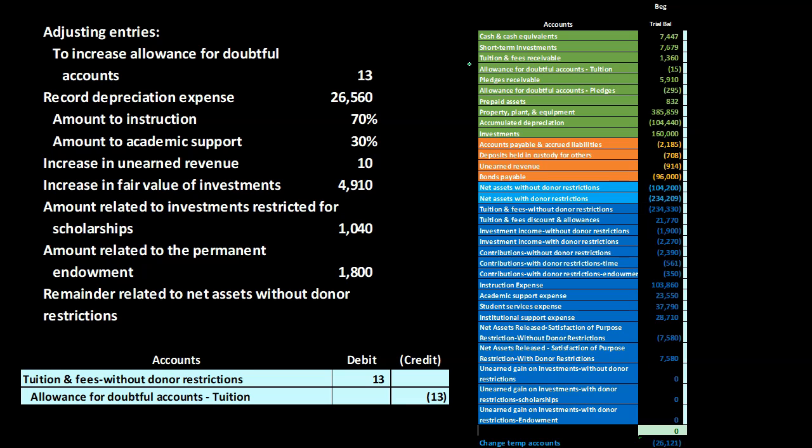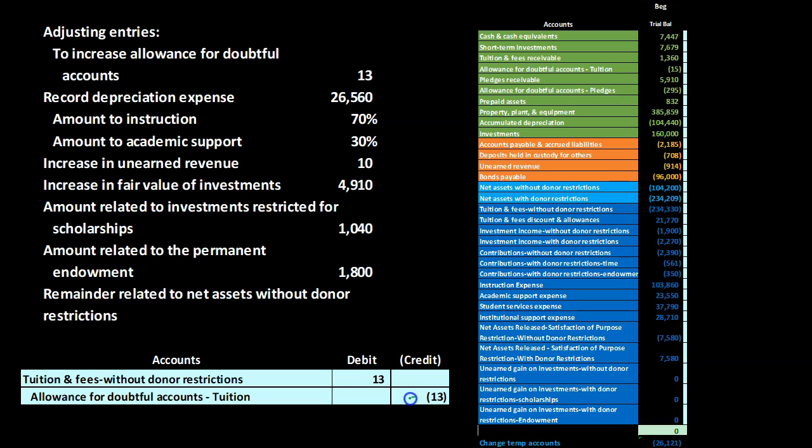We're going to say that there's an estimate that that amount should be increasing. So that's a determination we made based on a calculation on the outstanding receivables. And if we make the journal entry, it's going to be tuition and fees without donor restriction as the debit, and the credit going to the allowance for doubtful accounts tuition.